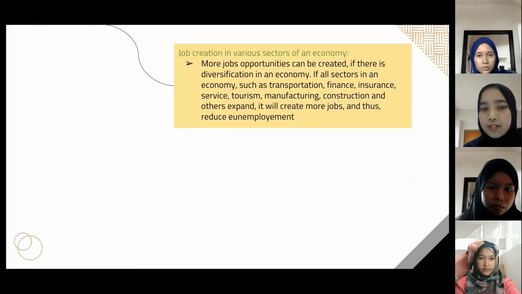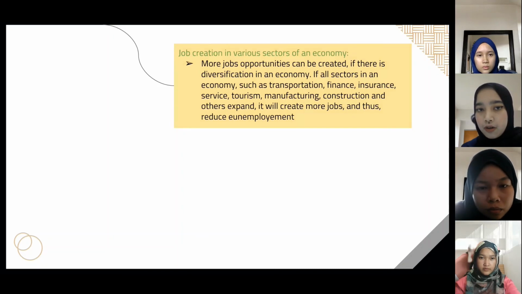And last, job creation in various sectors of an economy. More job opportunities can be created if there is diversification in an economy. If all sectors in the economy such as transportation, finance, insurance, services, tourism, manufacturing, construction, and others expand, it will create more jobs and thus reduce unemployment.